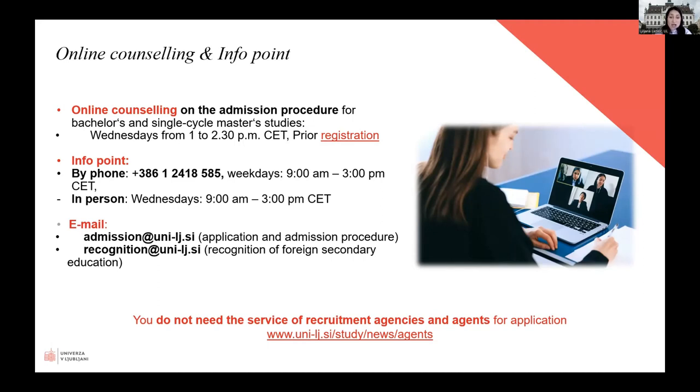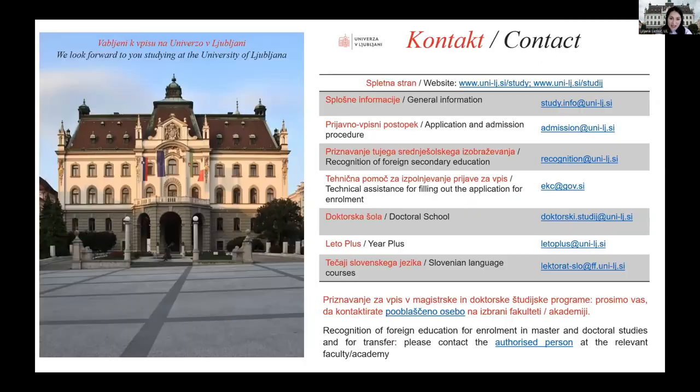Our admission office has also info points. So if you have any question, you can visit us or call us. And it is also very important to mention that you do not need any service of recruitment agencies and agents for application. So if you need any advice or help, you can contact us or arrange an online consultation. And as I previously said, we will do our best to provide you with all the information and answers to any questions you may have.